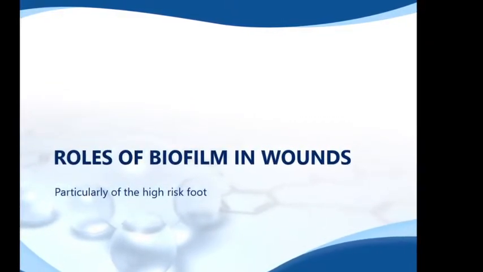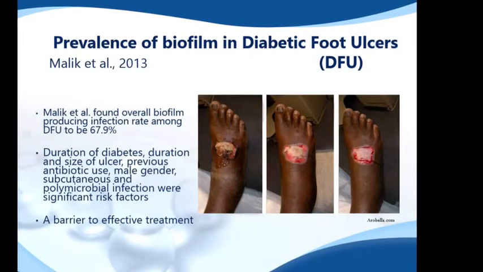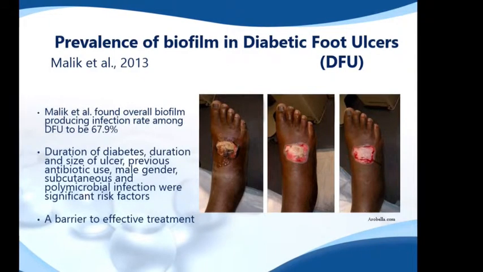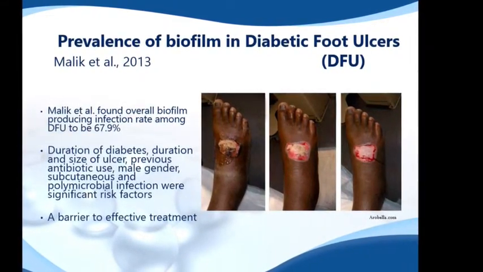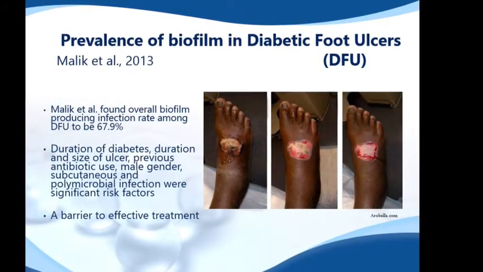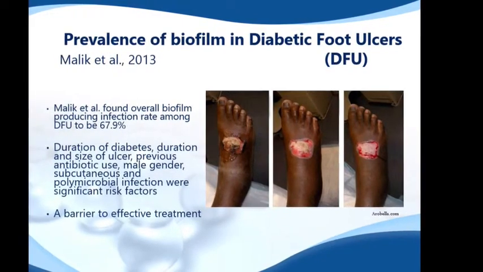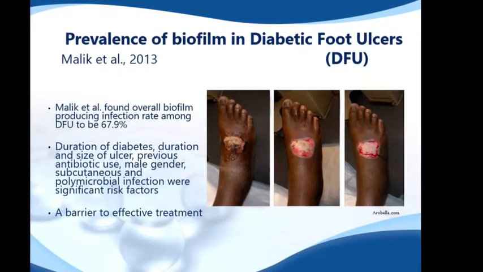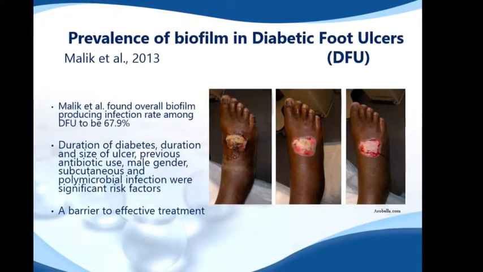There are various significant risk factors associated with the presence of biofilm in diabetic foot ulcers, such as duration of diabetes, duration and size of ulcer, previous antibiotic use, male gender, subcutaneous and polymicrobial infection. Finally, a conclusion was drawn that the presence of biofilm is likely to result in chronicity and complication of the wound, as it represents a barrier to treatment and healing of the wound.